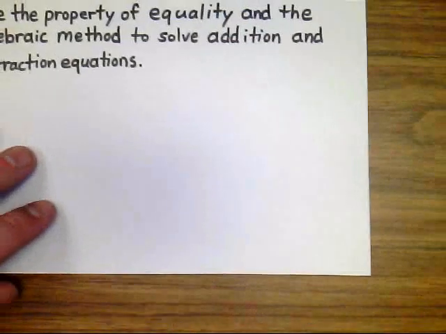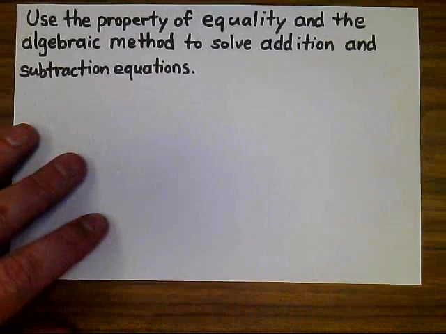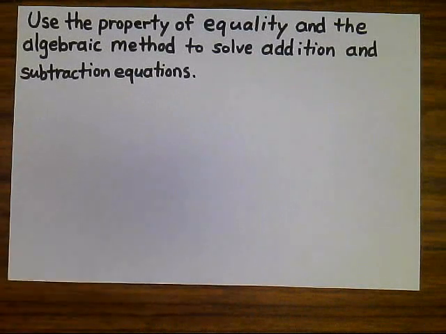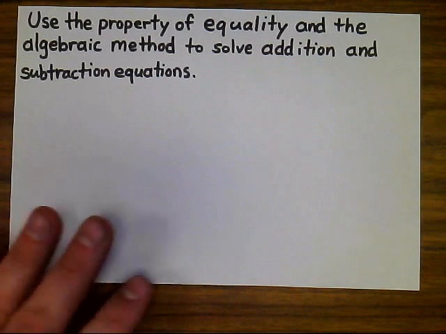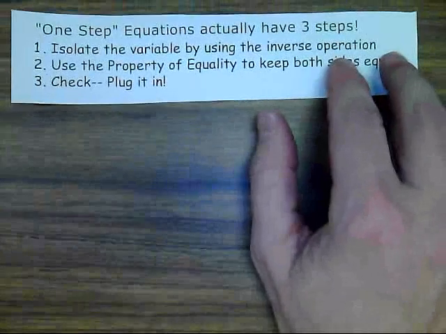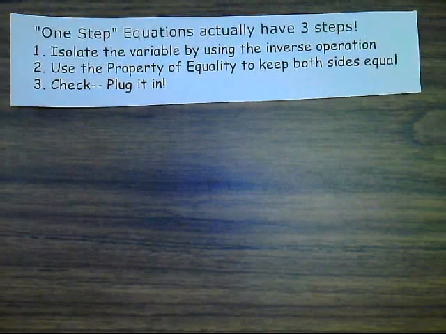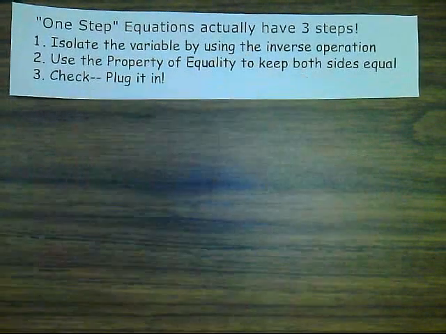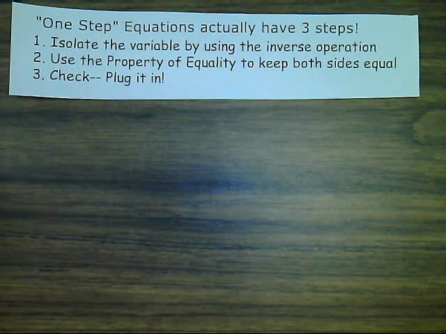property of equality. Now, if we're going to meet this objective of using the property of equality and the algebraic method to solve addition and subtraction equations, we're going to be working with one-step equations today, which is funny because a one-step equation actually has 3 steps, the way I'm going to show you. The idea is that first you need to get the variable by itself. We use the word isolate the variable. The phrase isolate the variable means to make the variable by itself.